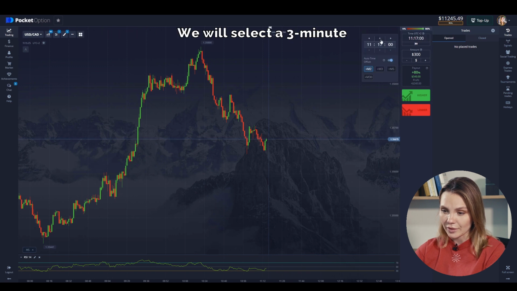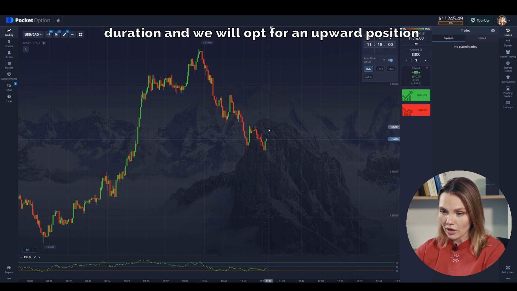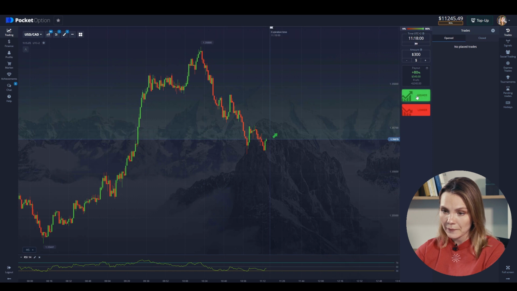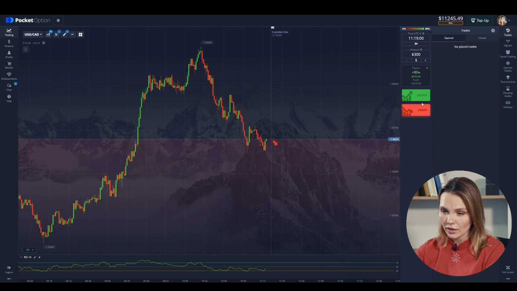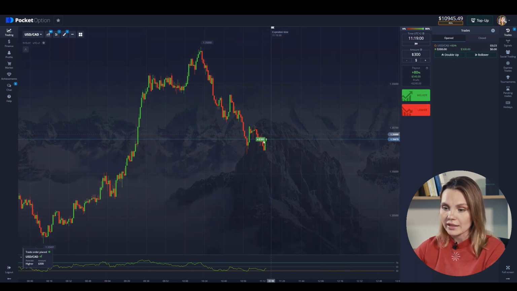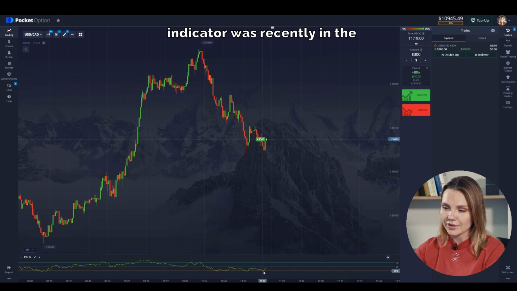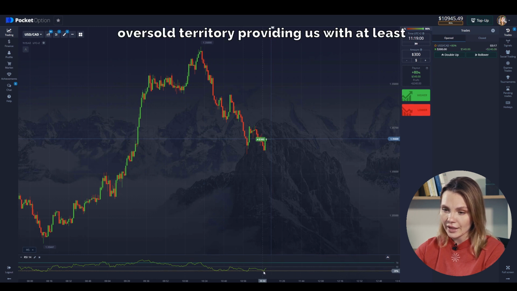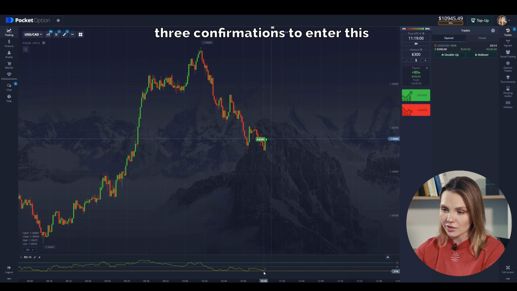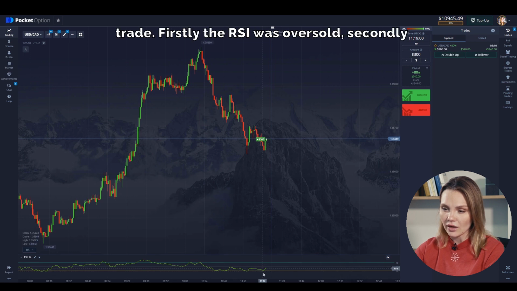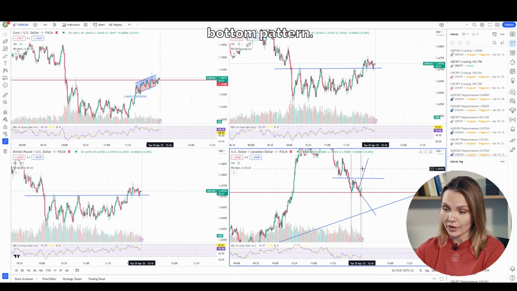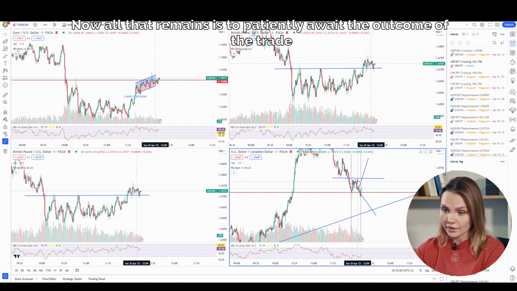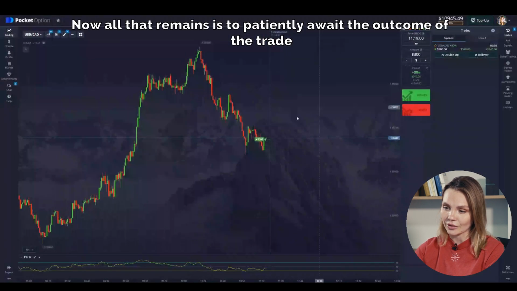We will select a 3-minute duration and we will opt for an upward position, holding the trade until the 19th minute. It's worth noting that the RSI indicator was recently in the oversold territory, providing us with at least 3 confirmations to enter this trade. Firstly, the RSI was oversold. Secondly, there was a bounce off the mirror level. And thirdly, the presence of a double bottom pattern. Now, all that remains is to patiently await the outcome of the trade.